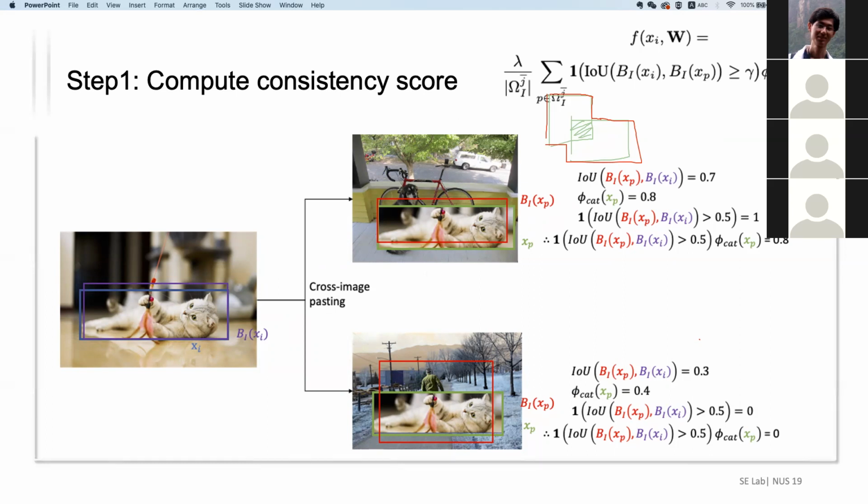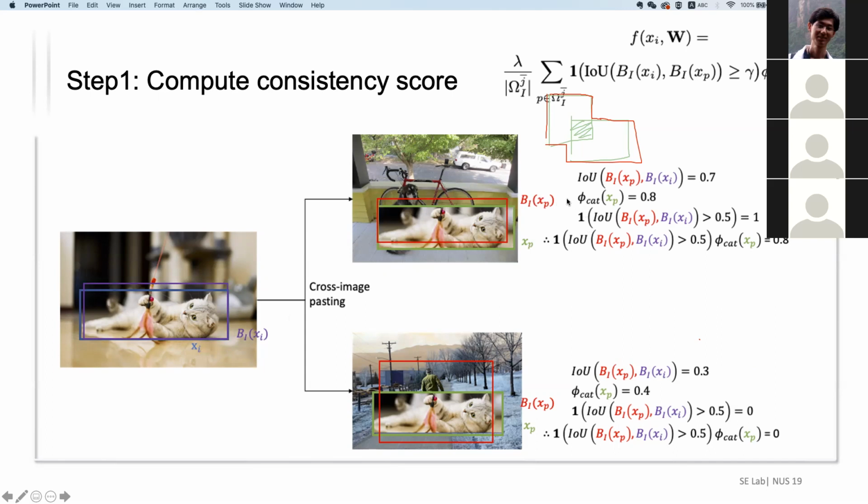So for example, we paste the original proposal xi onto two different images. Then in image 1, we get the final reported box, which is the red one. And then we measure the IOU between the red one and the purple one. If it's high, then it means consistent.